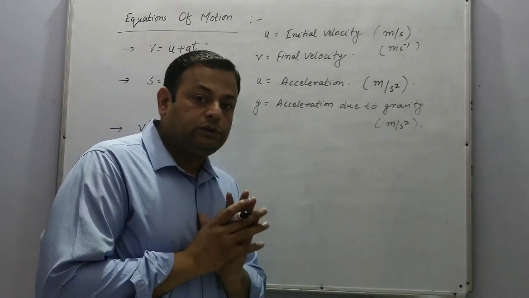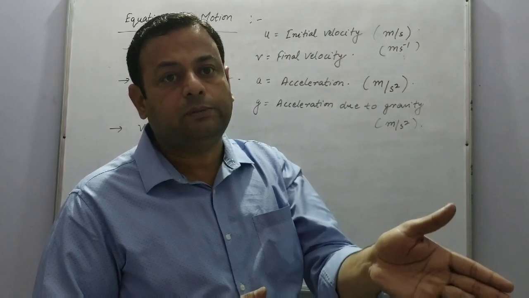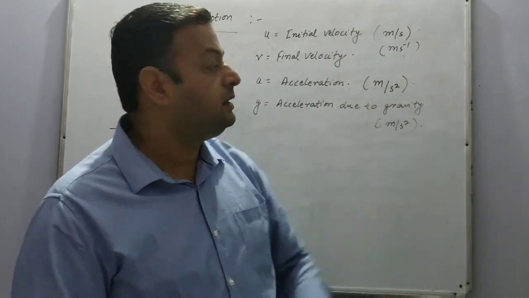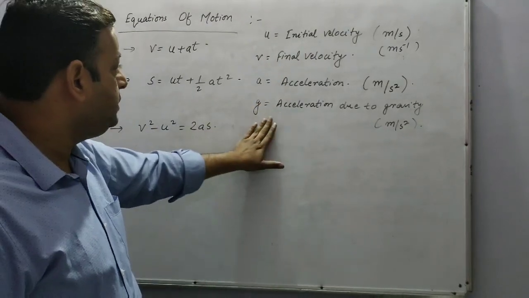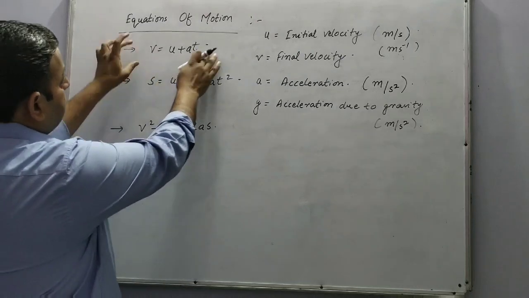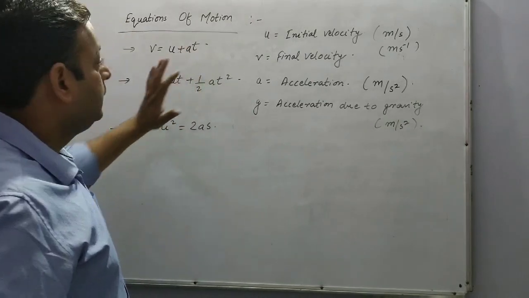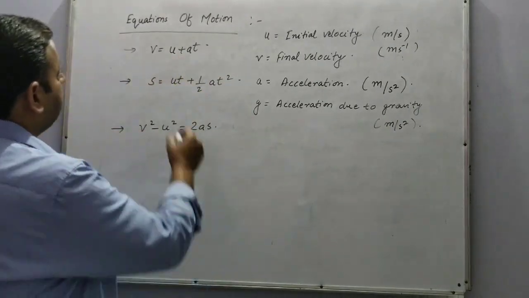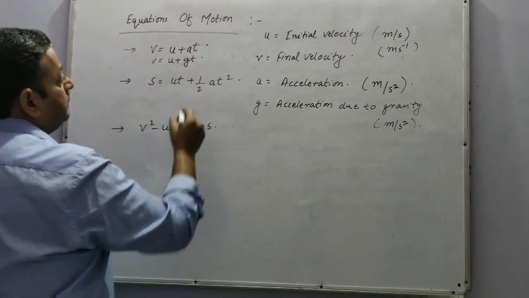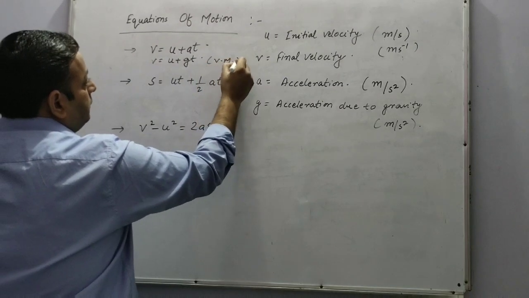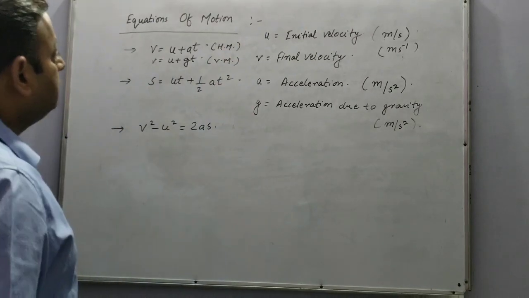So we need to see in the question whether the object is moving horizontally or the object is falling from some height. If it is moving on a horizontal axis, then we need to use A. And if the object is falling from some height, we need to use G. For example, the first equation of motion, V is equal to U plus AT, is in the case of horizontal motion. But in case of vertical motion, it would be V is equal to U plus GT.